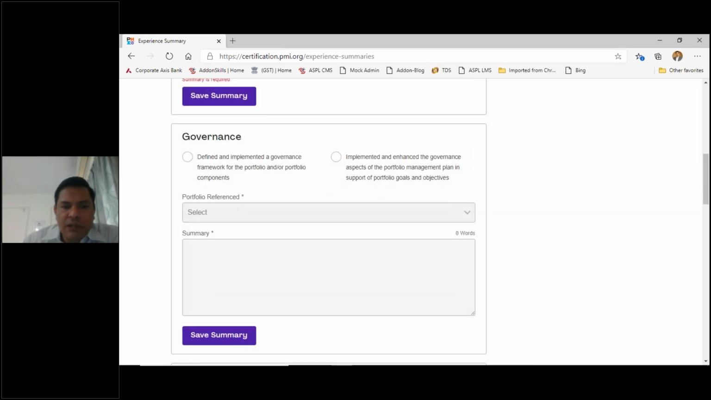Yeah. Same thing with governance. Again, pick any one option. You don't have to write both options, only one option.